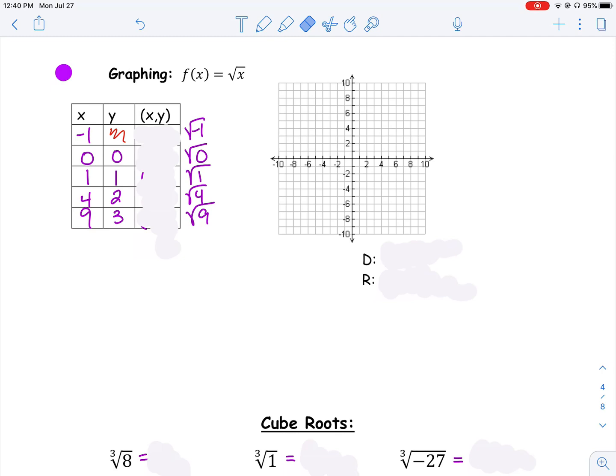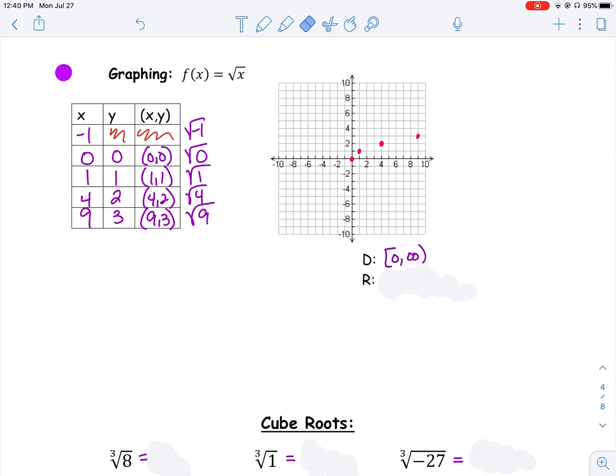So now I have a couple of different points, ordered pairs, that I can plot on my graph. I know I have a point at 0, 0. I know I have a point at 1, 1. I know I have a point at 4, 2. I know I have a point at 9, 3. I can see that none of my x values can ever be negative because there is no square root of a negative value. So it looks like it has to start at 0 and then it's going to go in the positive direction from there.